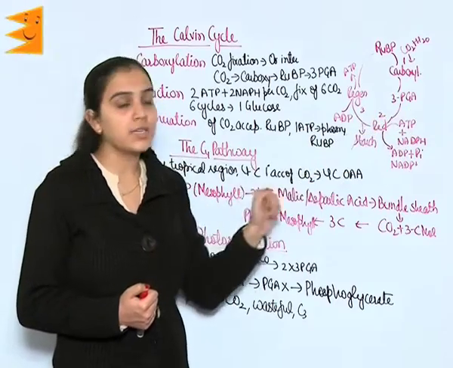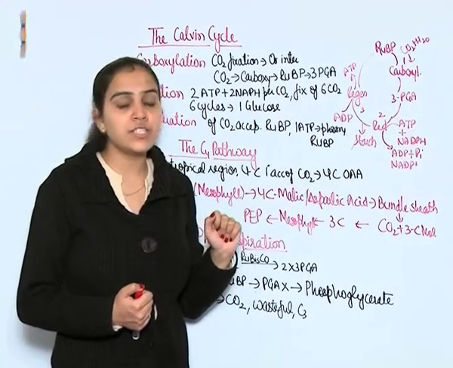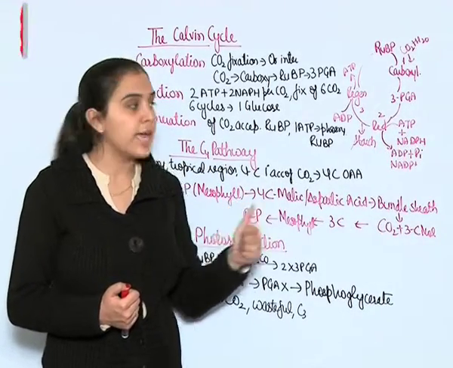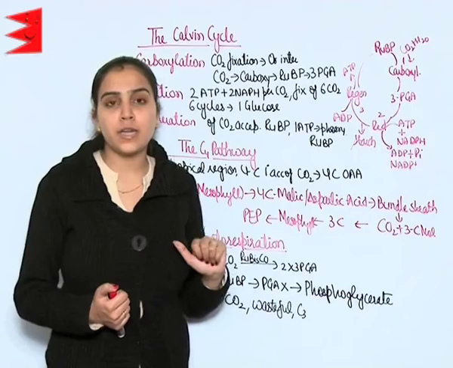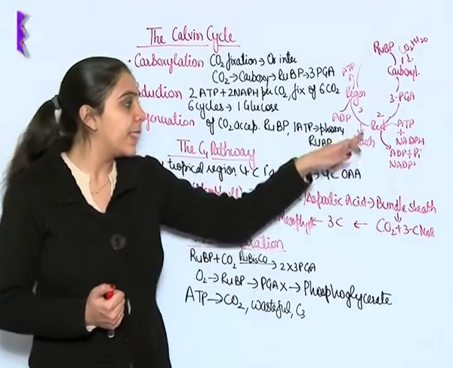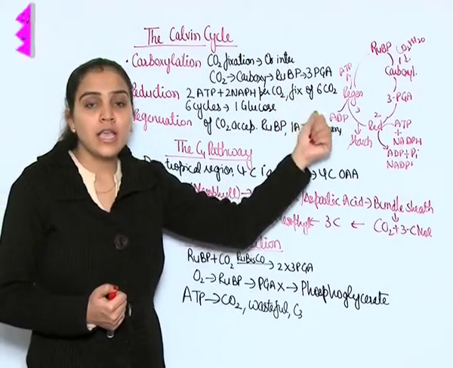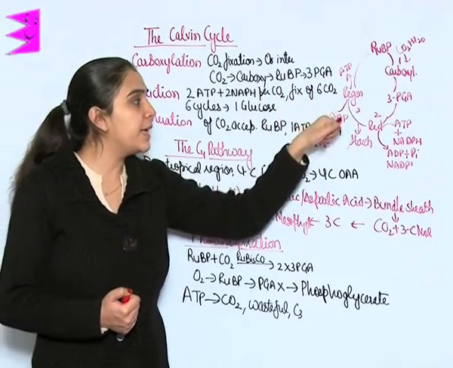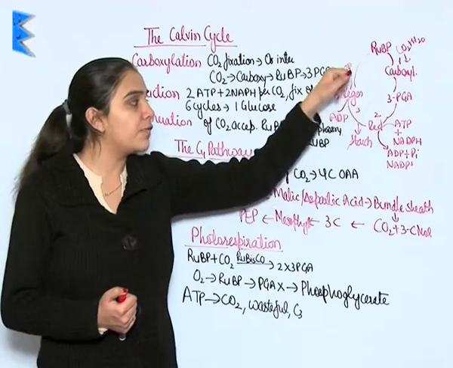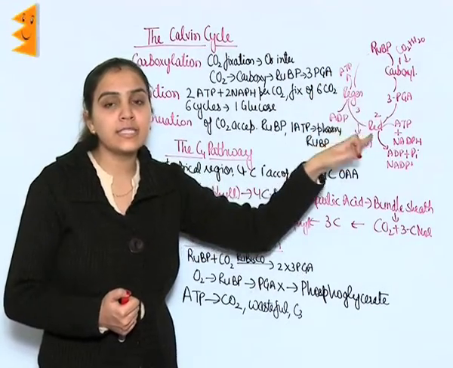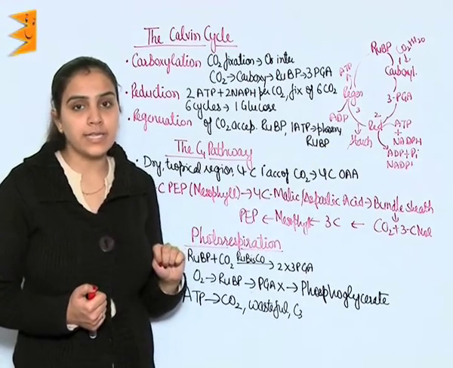Then reduction occurs. ATP and NADPH are involved. ATP gets converted into ADP plus Pi, and NADPH gets converted into NADP positive. After reduction, regeneration occurs. In regeneration, 1 molecule of ATP is being phosphorylated, and after 6 cycles like this, glucose is released.